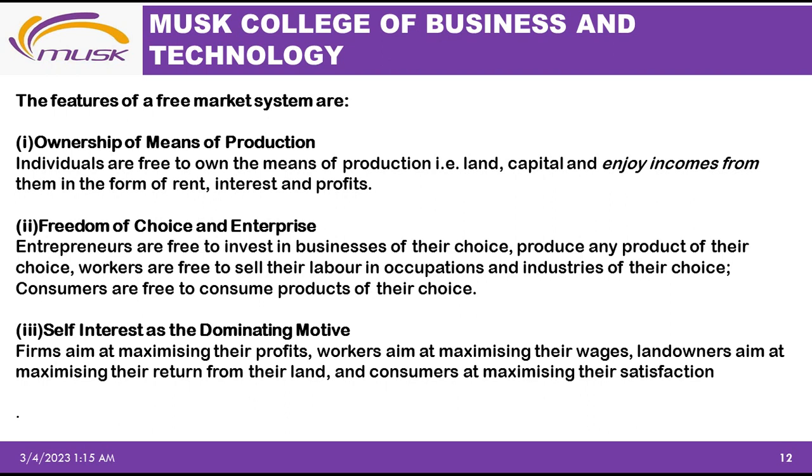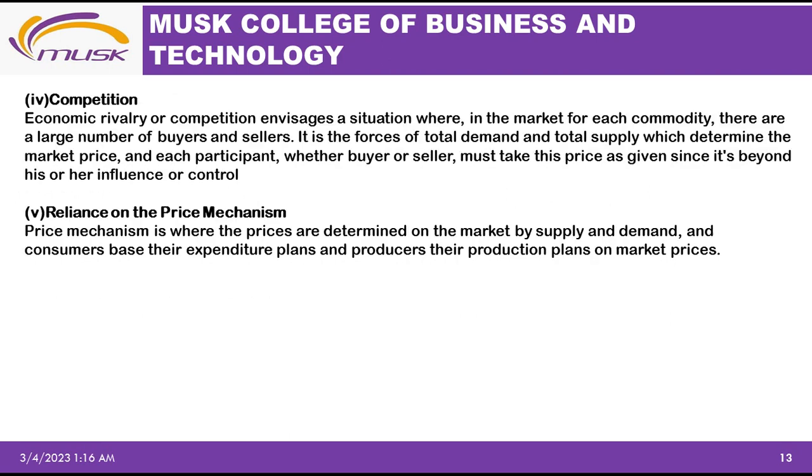Firms aim at maximizing their profits. Workers aim at maximizing their wages. Landowners aim at maximizing their return for their land, and consumers maximizing their satisfaction. And of course, we also have competition. Economic rivalry or competition envisages a situation where in the market for each commodity there are a large number of buyers and sellers. So in the free market system, there are large numbers of buyers and sellers. So there is a lot of freedom.